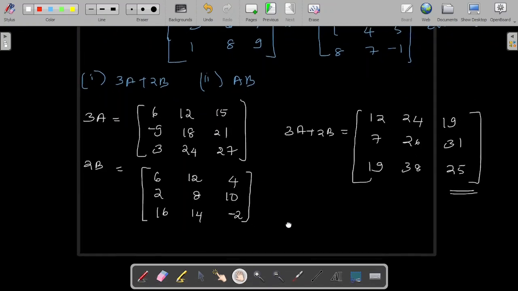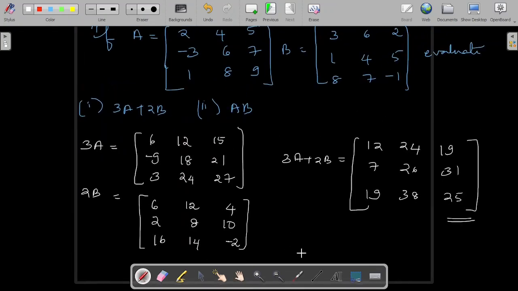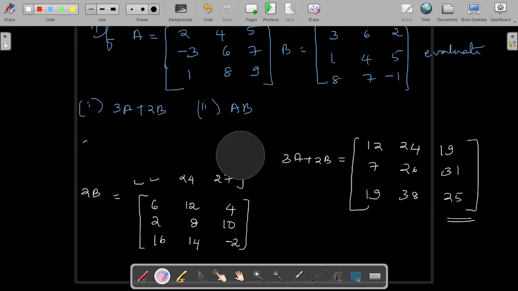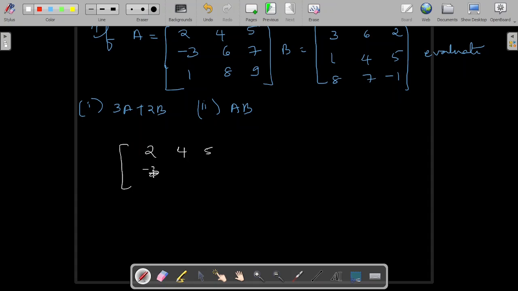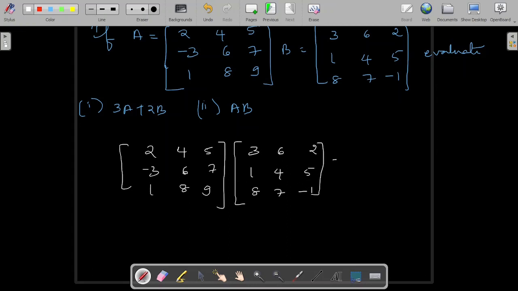Now you have to find out A into B, second question. A into B means finding the product. So I'll write A into B is, first write the matrix A, 2 4 5, minus 3 6 7, 1 8 9 2. Then the matrix B, 3 6 2, 1 4 5, 8 7 minus 1. This gives you how to do the multiplication.